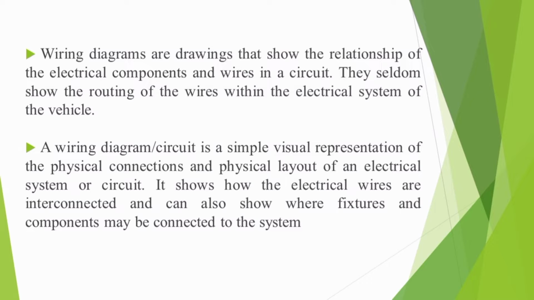A wiring diagram or circuit is a simple visual representation of the physical connection and physical layout of an electrical system or circuit. It shows how the electrical wires are interconnected and can also show where fixtures and components may be connected to the system.